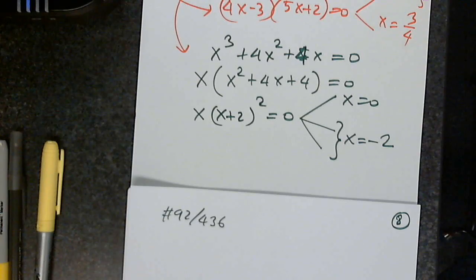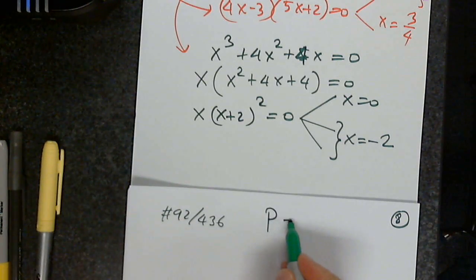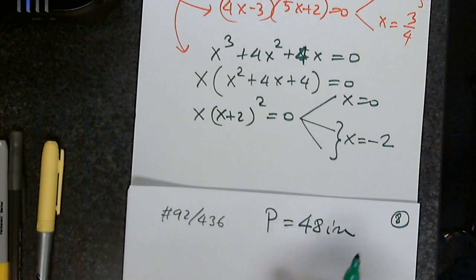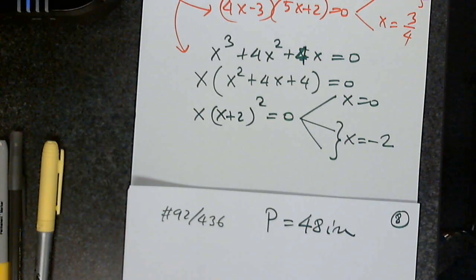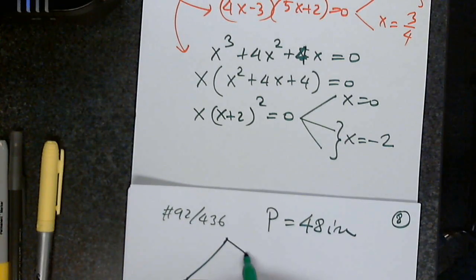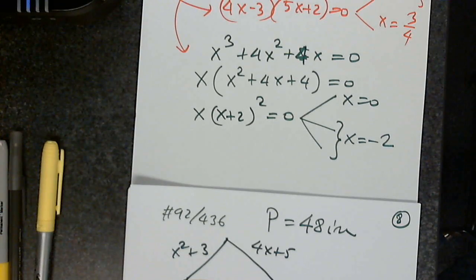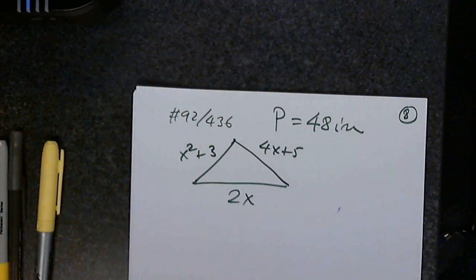The perimeter of the following triangle is 48 inches. Find the length of its sides. One side is x squared plus 3. The other one is 4x plus 5. And the other one is 2x. We are told the perimeter is 48 inches. We're asked to find the sides. I'll let you work on it, but I would like you to tell me what to write first.